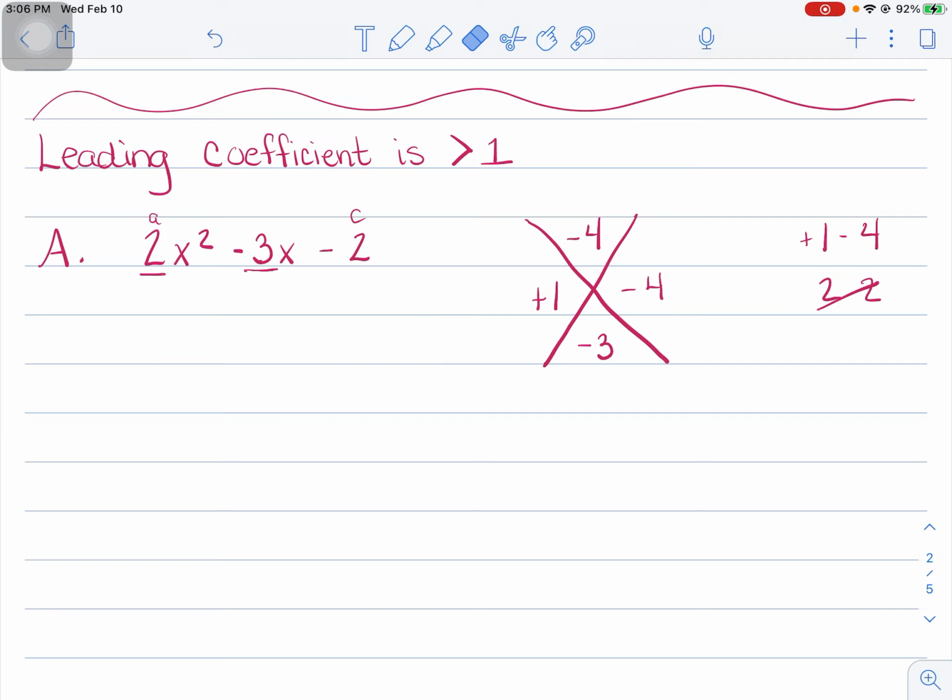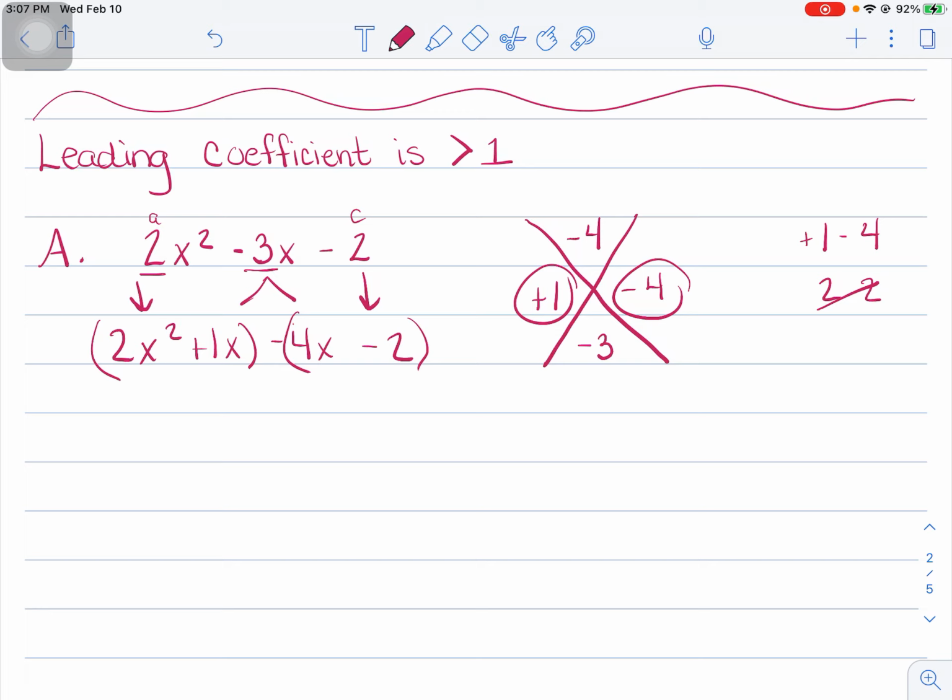So what these two things did here, giving us these two factors, is took and split up this middle term as a 1x and a negative 4x. So we can write it as a 1x and a negative 4x. And then we'll bring down the a and c as they were. So negative 2 and 2x squared. Then we'll factor by grouping. So we'll group these together, and we'll group these together.